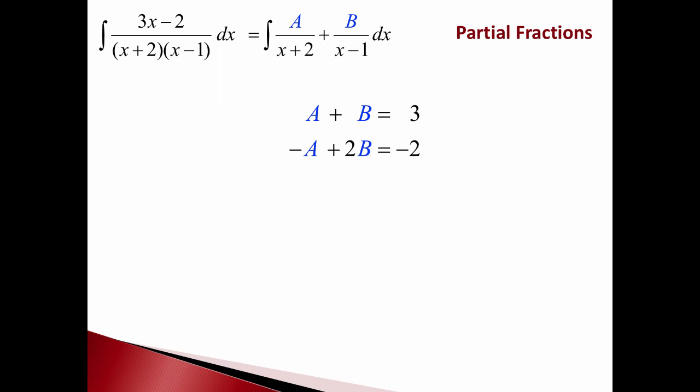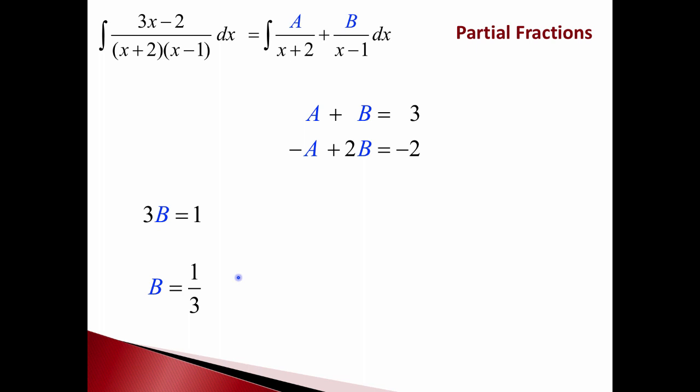So you might want to think of how would I solve this without a calculator. So what I would do here, of course, is add these two equations. That means that the a and the minus a will cancel. The b and the 2b would be not 2b anymore. It'd be 3b. And the 3 and the negative 2 gives me 1. So now b has to equal a third.